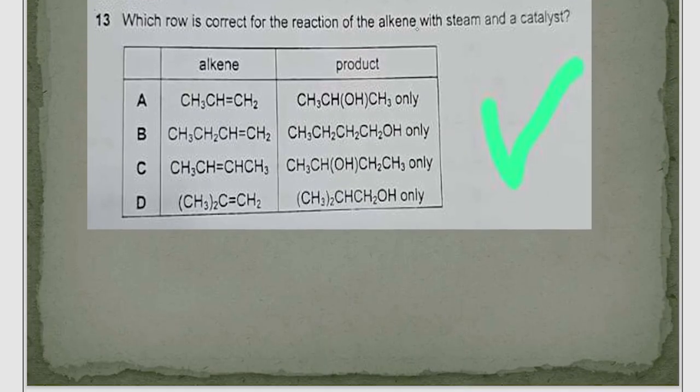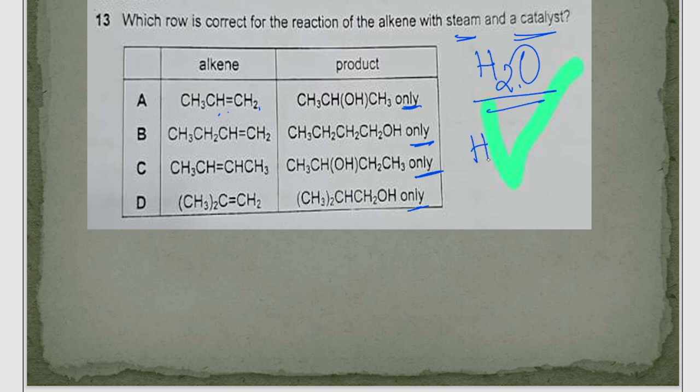Which row is correct for the reaction of the alkene with steam and a catalyst? Alkenes are here, products are here, but you have to focus only on the product. Only one product will form. But if we are going to talk about this, it can be one, it can be two. We have to add steam, and steam is H2O. With H2O, it will have the H positive ion and OH negative ion. One H and one OH will be connected to the ethene.